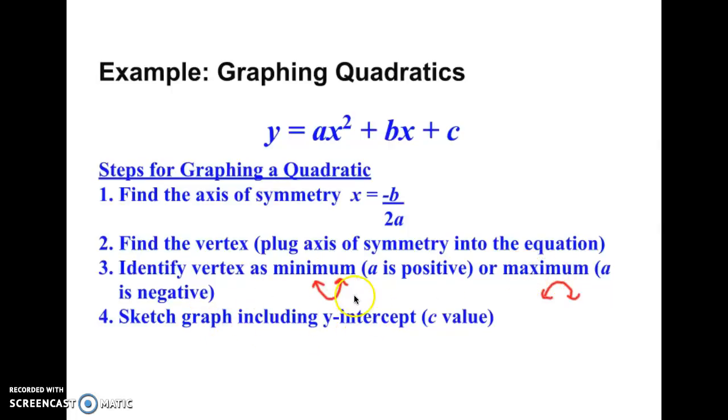We can use these values and these key points to sketch a graph. Just like when we had a linear equation, this bx plus c is the linear equation part. This c is my y-intercept. So just like mx plus b, this c value, the number that doesn't have a letter with it, is going to be your y-intercept.